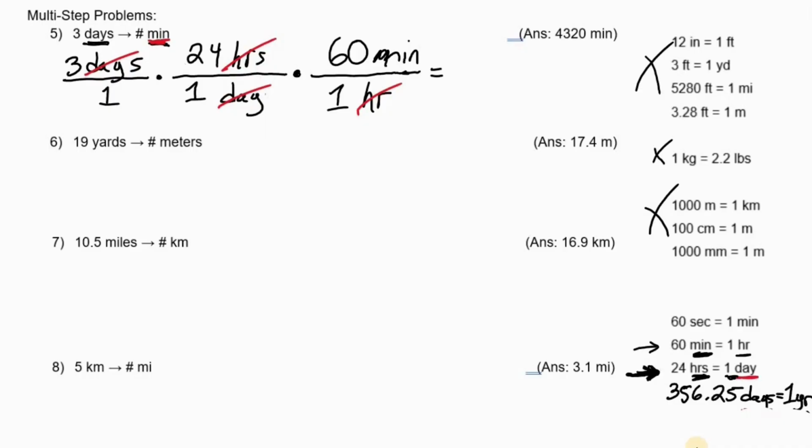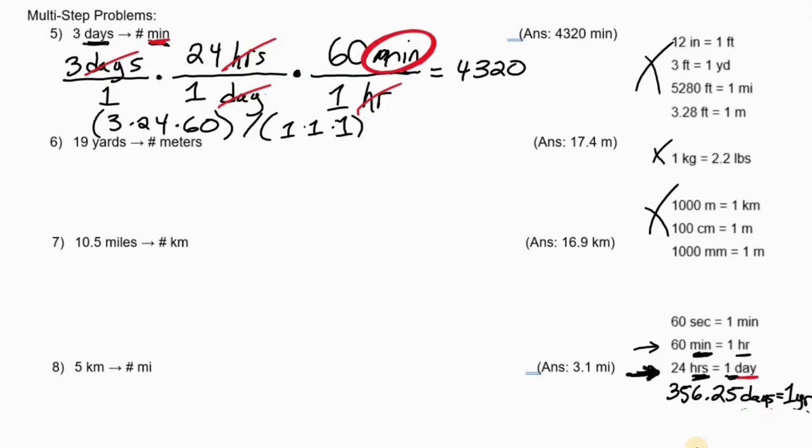So we just multiply our numerators. That would be 3 times 24 times 60. Those are all the numerators. Divide that by all of our denominators, which is 1 times 1 times 1. And once we plug this in the calculator, we'll get the answer of 4,320, and the units that we have is minutes. So basically, 3 days is equal to 4,320 minutes. And that's the way that we do that problem. Okay, so let's go into the next one.